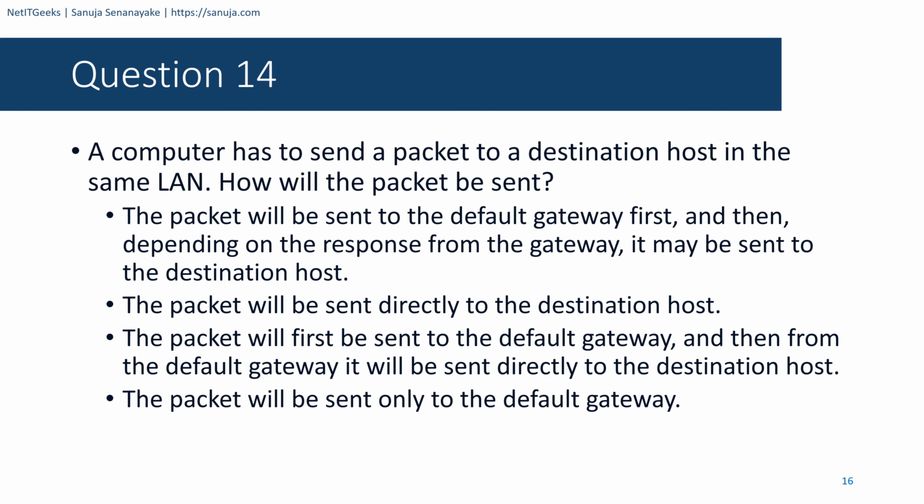The answers include: the packet will be sent to the default gateway first, and then depending on the response from the default gateway, it may be sent to the destination host. The packet will be sent directly to the destination host. The packet will be sent to the default gateway, and then from the default gateway, it will be sent directly to the destination host. The difference between the first answer and the third answer is that in the first it may be sent, and in the third it will be sent. And the last answer is the packet will be sent only to the default gateway, and then the packet may get discarded or something else will happen to that packet.